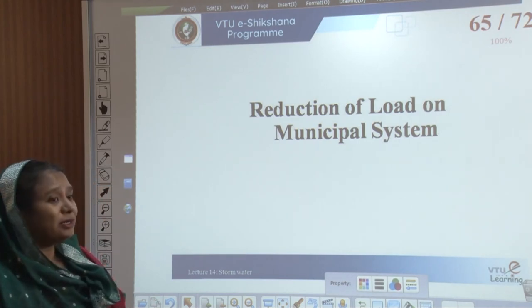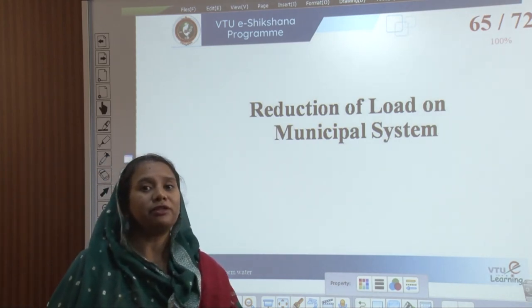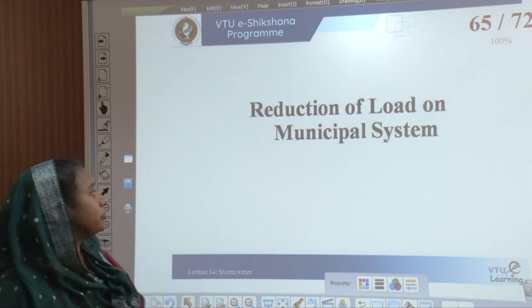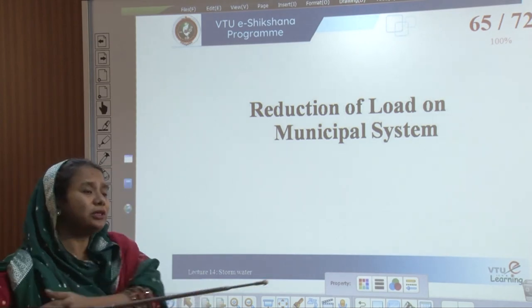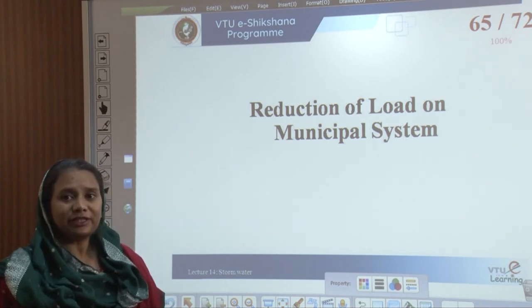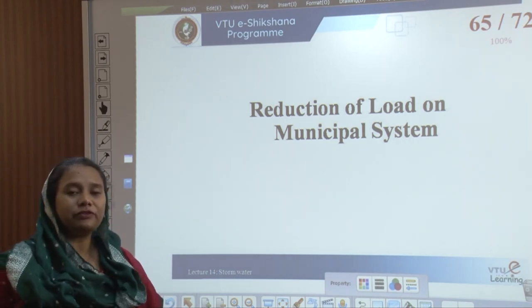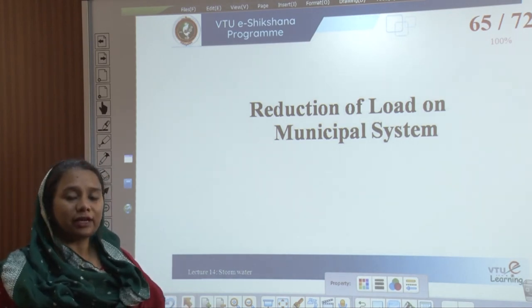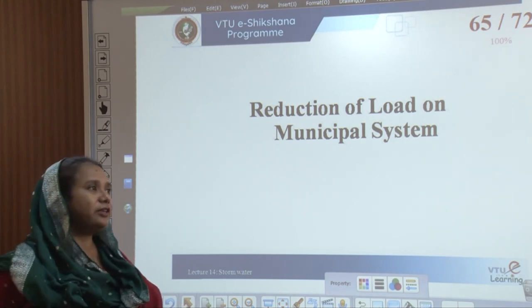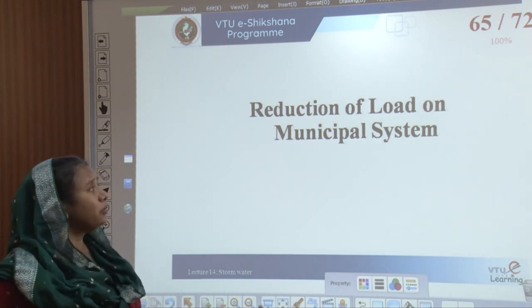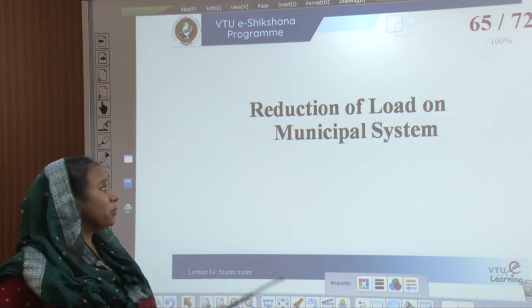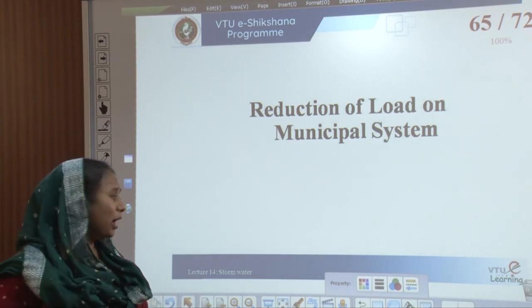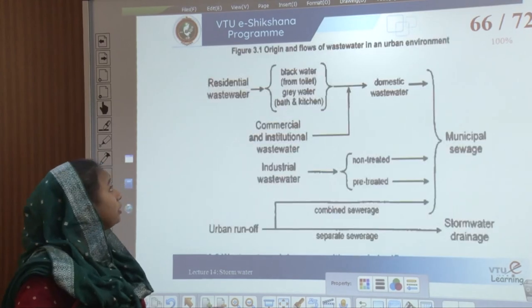Now the last part of stormwater management is how do we reduce the load on the municipal system. We know that there is so much water which is retained, infiltrated, pervious and impervious, connected and recharged and reharvested and all of that. Now, we also know that all these waters at one time or another enter into our municipal system. So, how do we reduce this particular load?